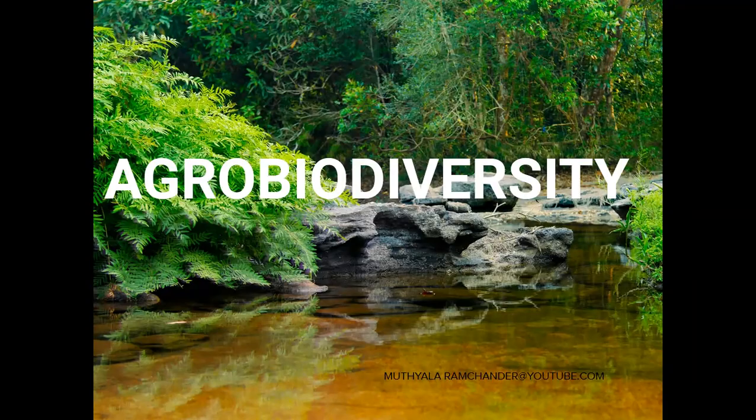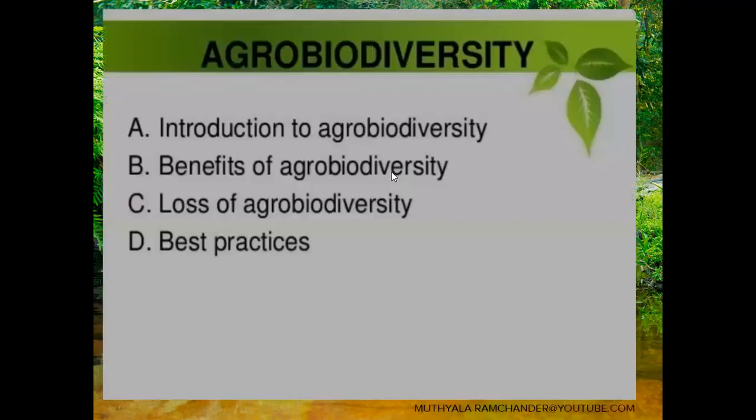Agrobiodiversity. The diversity that occurs in agriculture crops is called agrobiodiversity or agricultural biodiversity. Agrobiodiversity mainly has the following steps. First one is introduction to agrobiodiversity. Second one, benefits of agrobiodiversity. Third one, laws of agrobiodiversity, and best practices or enhancement of agrobiodiversity. These are the main steps in agrobiodiversity.